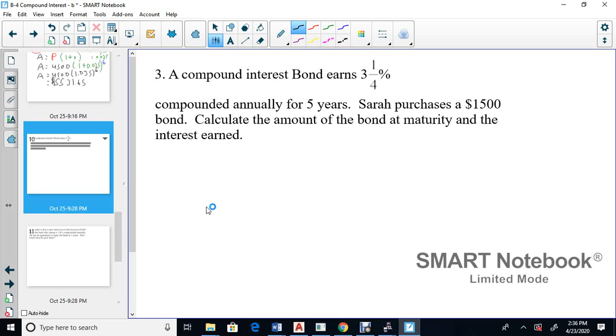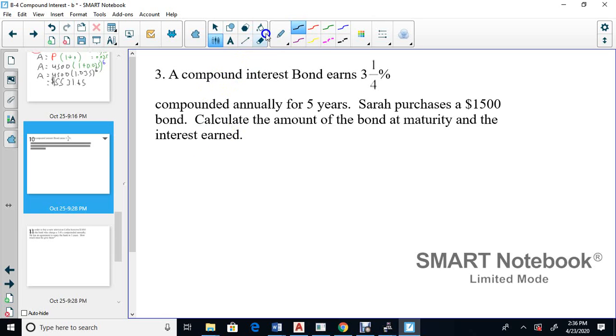Bond is a fancy word for an investment. So these are usually investments which have pretty good interest rates. Usually large companies offer them, and sometimes governments offer them. I know the Canada government used to have them, but they don't have them anymore, but some governments still have bonds.